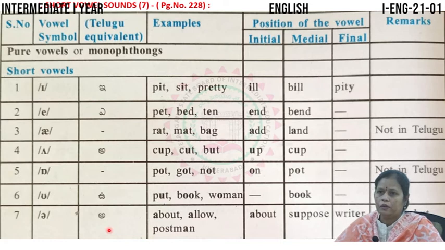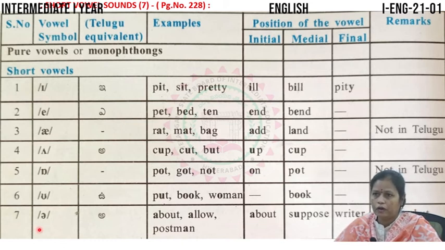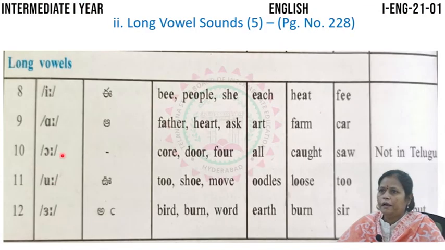ఇక్కడ ఇచ్చిన ఈ చార్ట్ లో ఉన్న 7 ఫోనీమ్స్, వీటిని మనం ఏమంటాం? షార్ట్ వోవెల్స్. వీటిని మనం మోనోఫ్థాంగ్స్ అంటాం, అంటే సింగిల్ సౌండ్ మాత్రమే ఉంటుంది. ఇందులో ఫస్ట్ ఈ, దీనికి తెలుగులో ఈక్వాలెంట్ సింబల్ ఉంటుంది. ఆల్రెడీ చెప్పిన ఎక్స్ప్లెనేషన్ అంతా మళ్ళీ రిపీట్ చేయాల్సిన అవసరం లేదు. So these are the short vowel sounds. Practice it. Next, long vowel sounds.